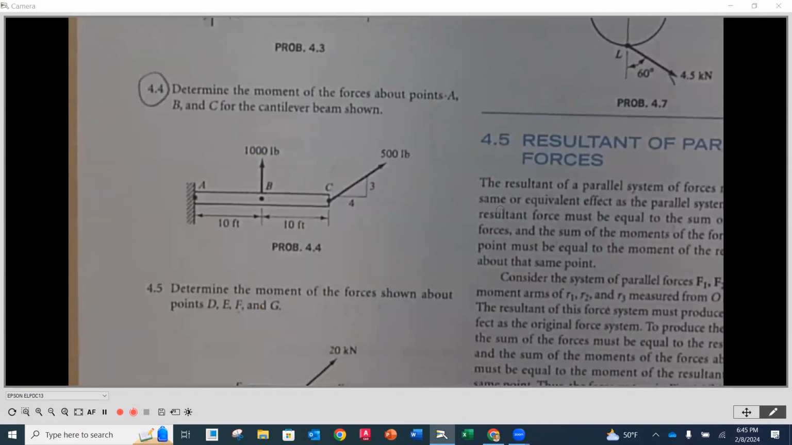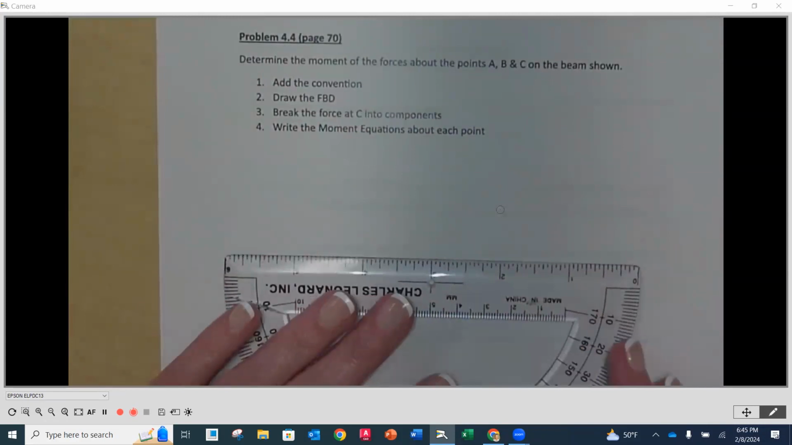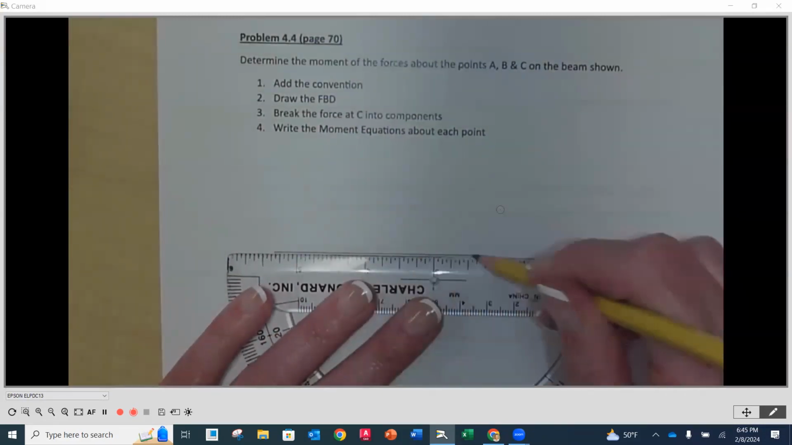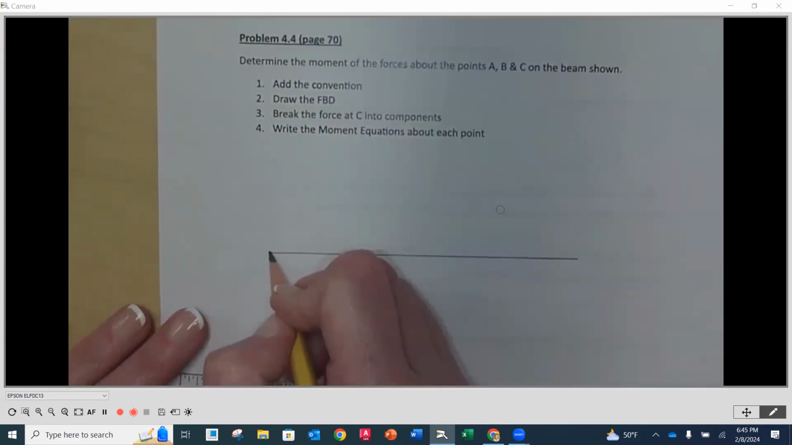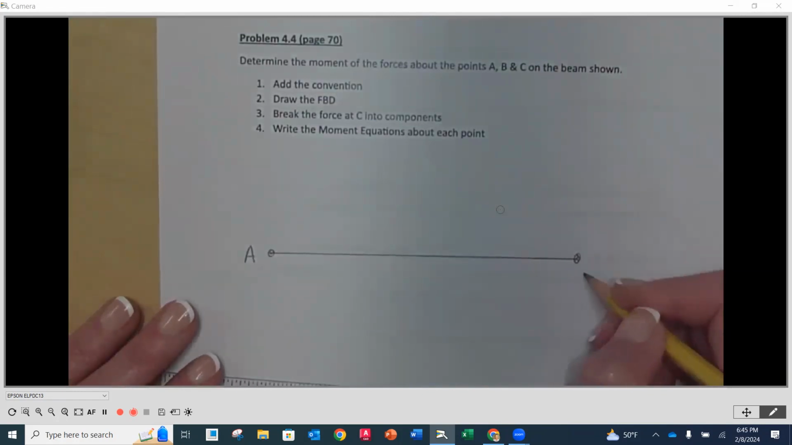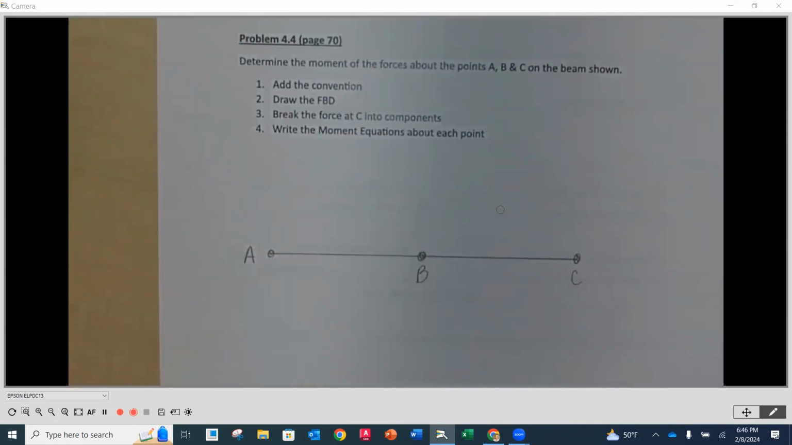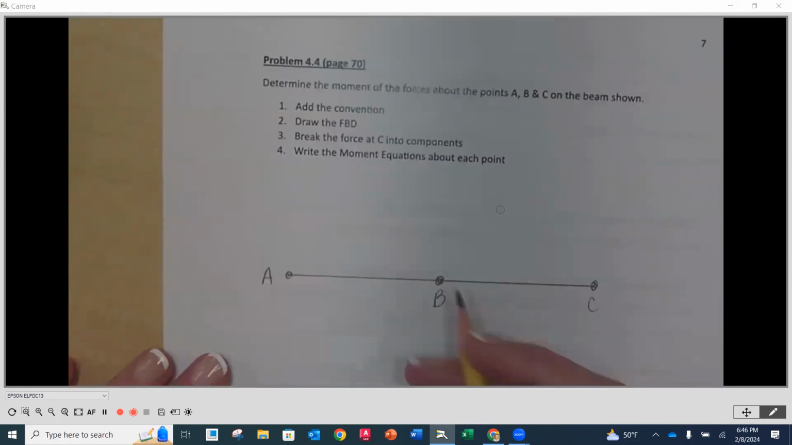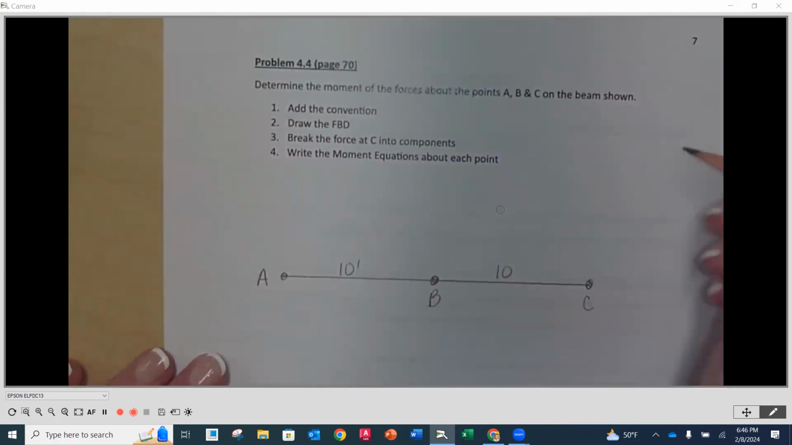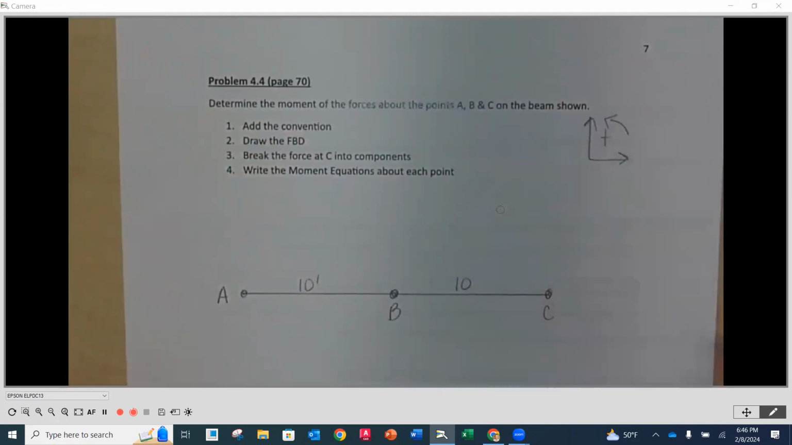Okay, so we're going to show the free body diagram to start off with. So underneath my camera here, we're going to show a simplified version. This is going to be A. You don't have to worry about it being a cantilever beam. This is going to be point C. And then B is in the middle. And I think it said 10 feet, right? Yeah, 10 feet, 10 feet. And then I don't want to forget my convention, with the counterclockwise moments are positive.